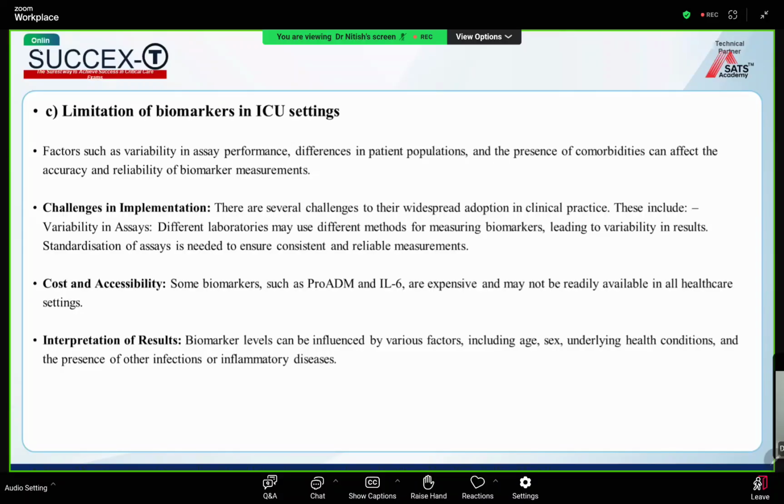Then interpretation. There are many factors which will alter the biomarker levels, like your patient's age, sex, underlying health conditions, and any other associated inflammatory or rheumatological conditions. All these have an impact on the results of the biomarker. So that is why we still do not have any strong recommendations. Of course, research is ongoing.